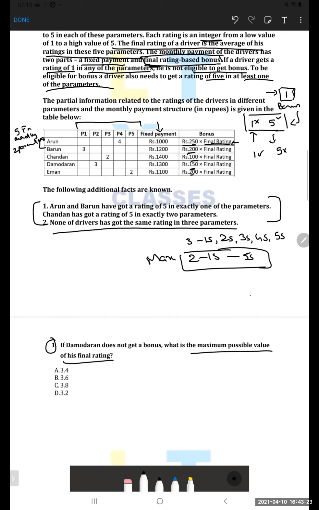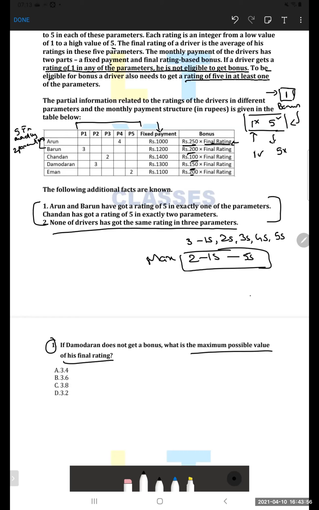Because to get a bonus, as they have clearly told us here, to be eligible for bonus, a driver also needs to get a rating of 5 in at least one parameter, and the driver should not get 1 in any of the parameters, which will make him ineligible. Rating of 5 in at least one parameter, rating of 1 makes him ineligible.